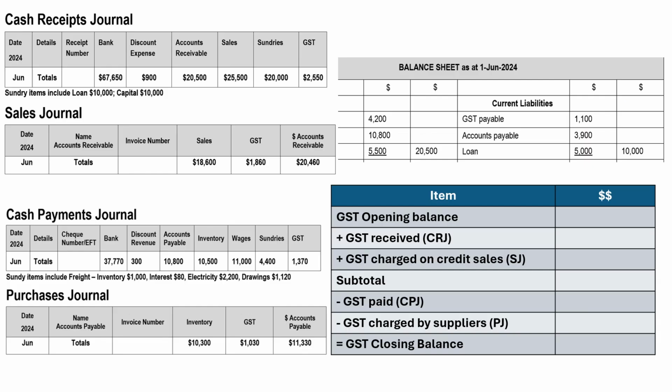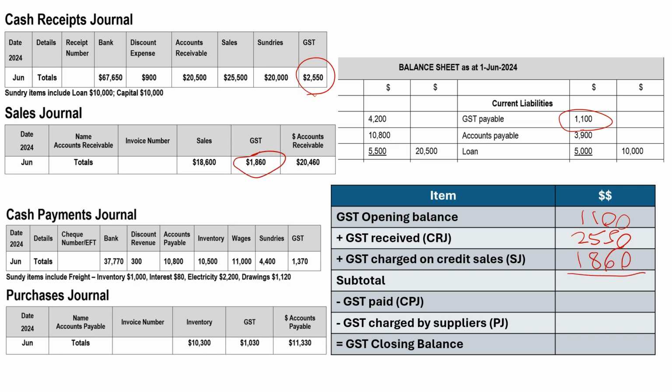Okay, so I've taken screenshots from those previous 3 slides and condensed it all onto this slide. So now we're in a position to calculate our final GST balance. Step 1, your opening balance, we get that from the balance sheet, 1,100. Step 2, add the GST that we collect from our CRJ. So these are all positive figures. And then we've got 1,860 in our sales journal.